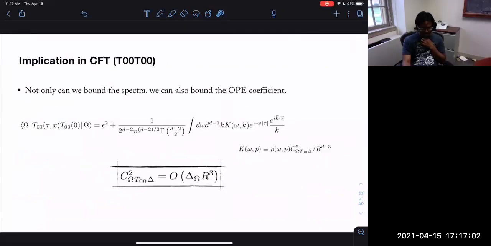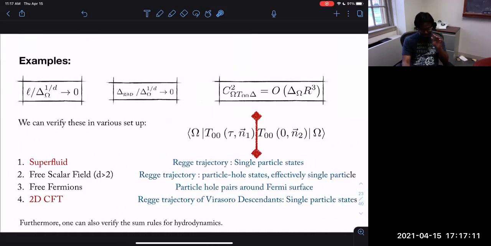Okay, good. And then, okay, I guess I'm running a bit short of time. So in the rest of my talk, what I'm going to do is this: we have these bounds like this, and this. So in our paper, we have verified these bounds in various setups.